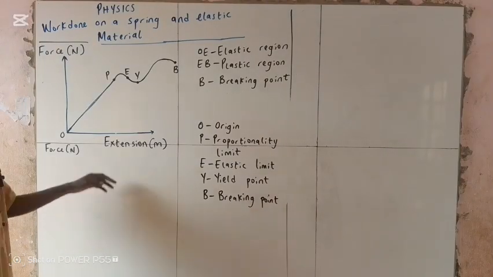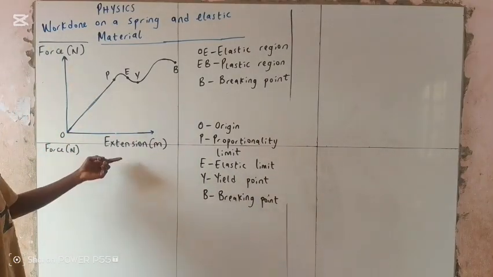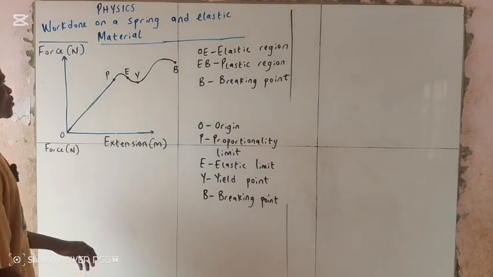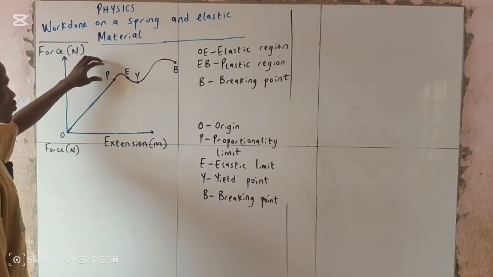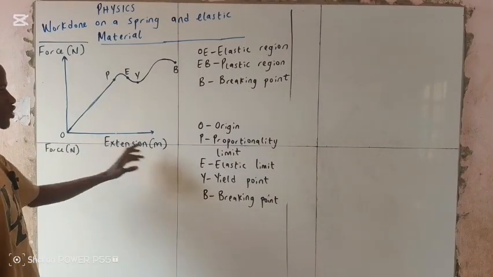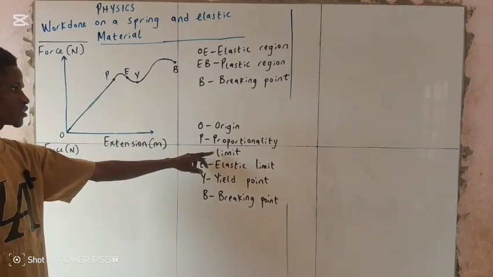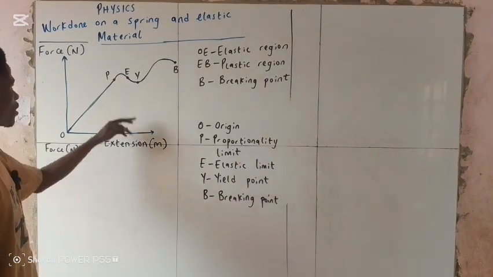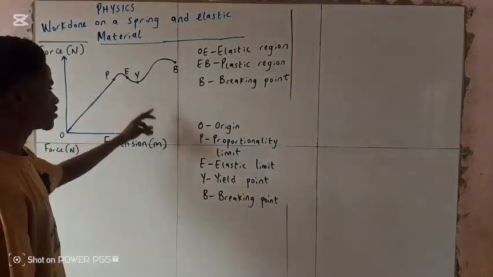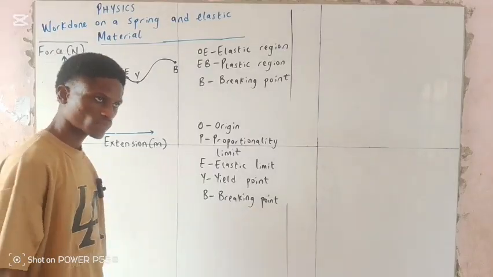So this is a graph showing force against extension. So now we have P. From O, O is the origin, P is the proportionality limit, and E is the elastic limit. Y is the yield point, and B is the breaking point. Now let me explain this.